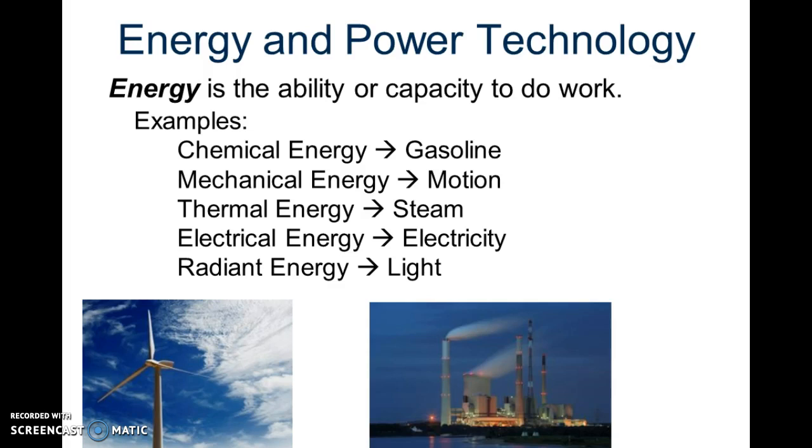And then energy and power. Energy is the ability or capacity to do work. Chemical energy makes gasoline. Mechanical energy makes motion. Thermal energy comes from steam. Electrical energy makes electricity. And radiant energy can be things like solar power.